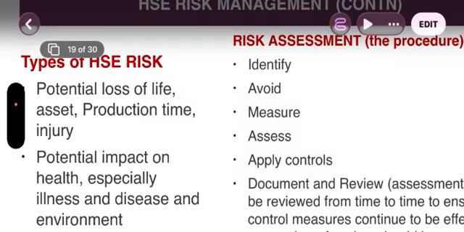That's why if you go to areas like Ewekoro in Ogun State, Obajana, look at the plants around those areas. You see cement dust on them. And most of the leaves, they don't grow well. Some of them you see are yellowish instead of being green. It means that the plant already was affected, let alone the human beings that stay around there. So the procedure for risk assessment: identify, avoid, measure, assess, apply control, document, and review.